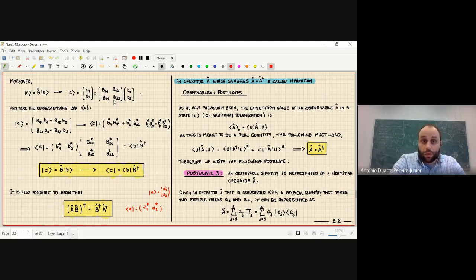Okay? So what I'm telling you is that if you have a ket C that is written as an operator times a ket B, you can compute the bra associated to C by doing the following operation. You write the bra C as being the bra B times the Hermitian conjugate of the matrix B hat.